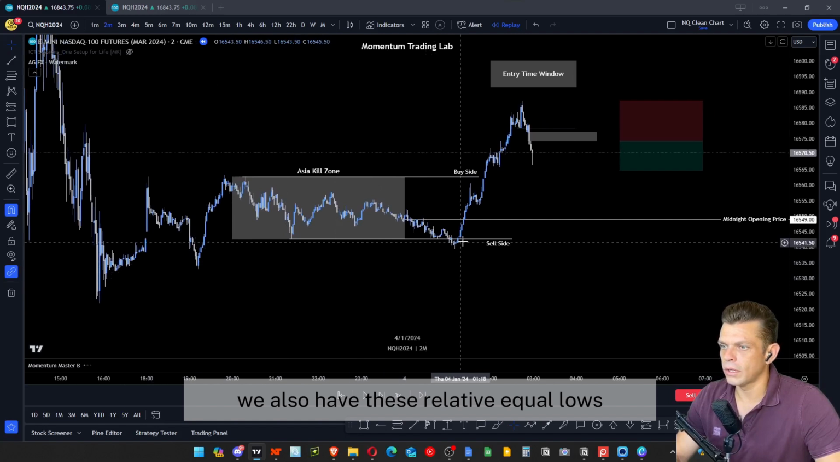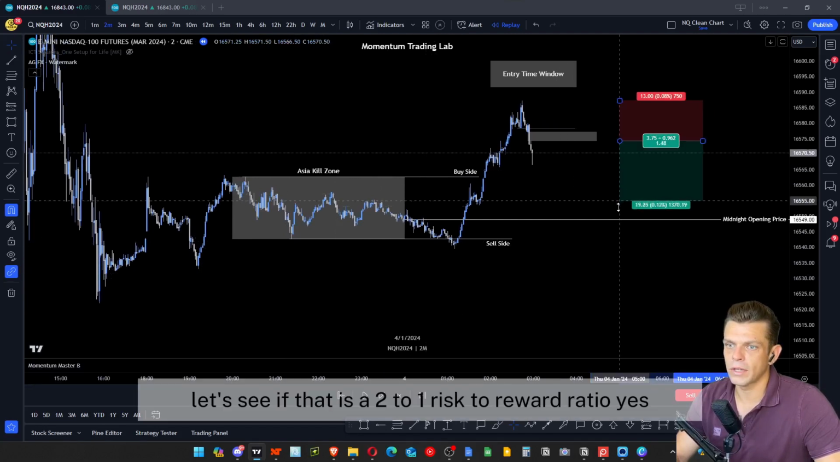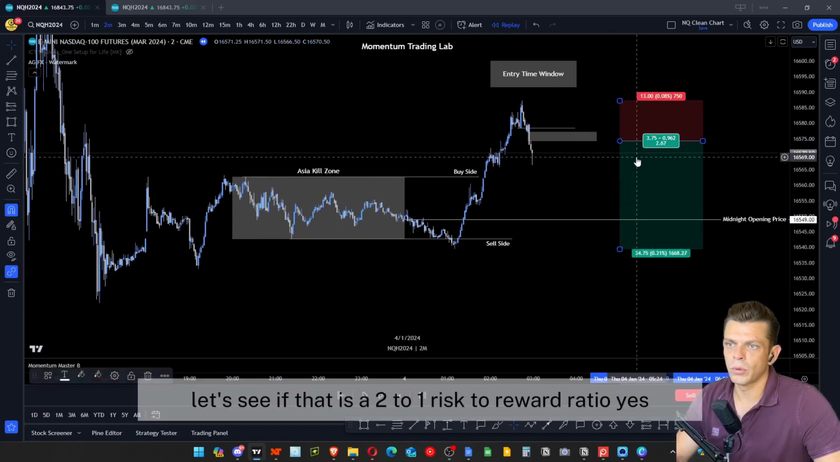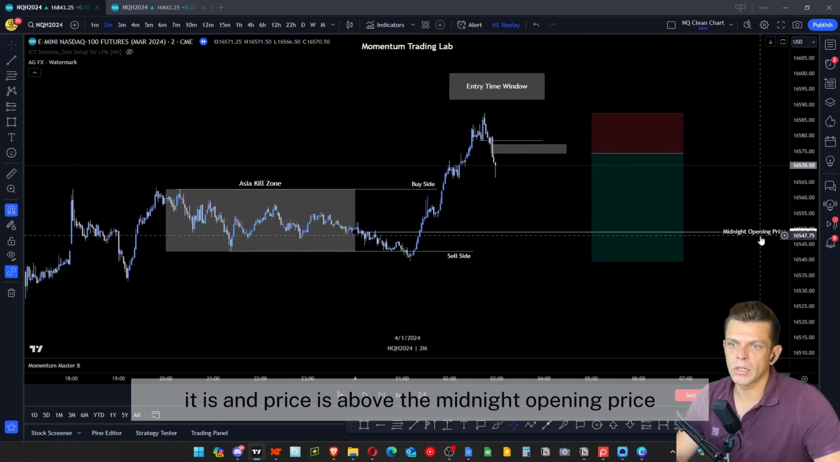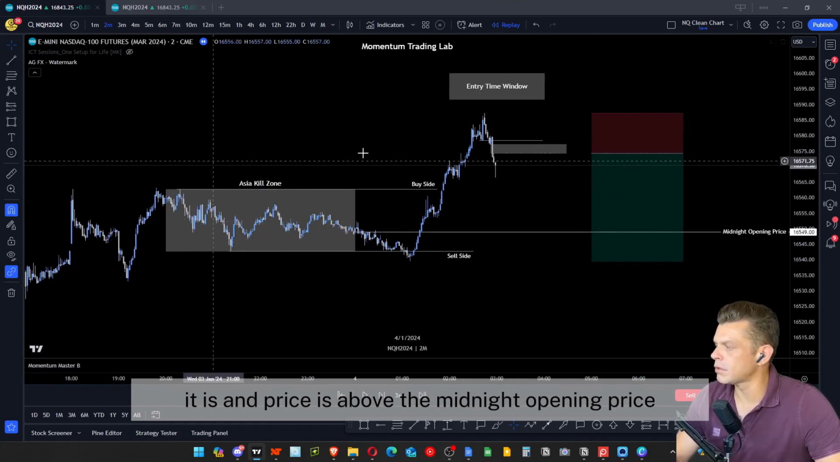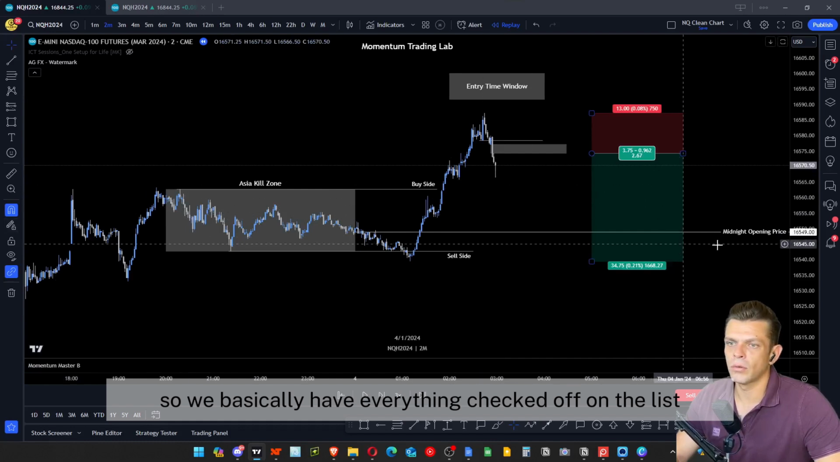We also have these relative equal lows. Let's see if that is a 2-to-1 risk to reward ratio. Yes, it is. And price is above the midnight opening price. So we basically have everything checked off on the list.